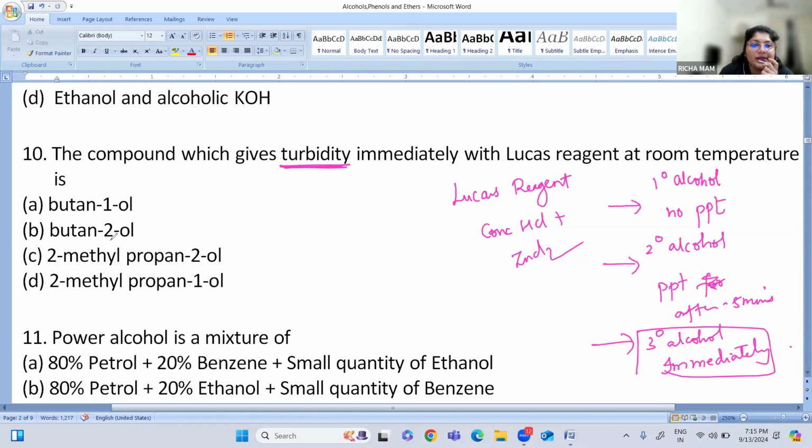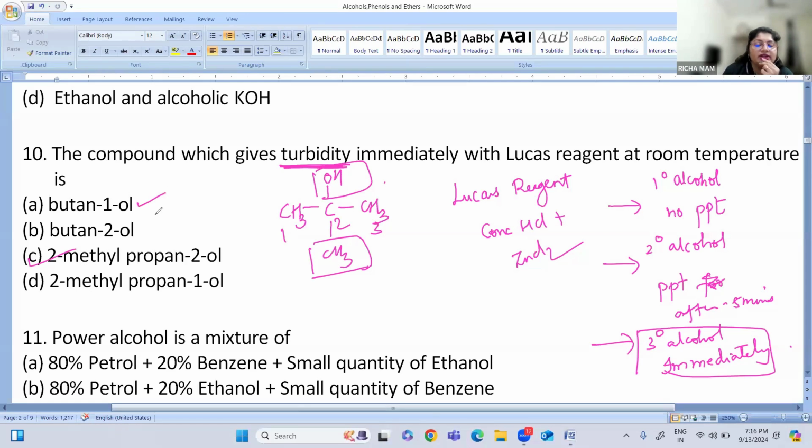A, butan-1-ol, B, butan-2-ol, C, 2-methylpropan-2-ol, and D, 2-methylpropan-1-ol. You need to know how to write the structures here. Which is the tertiary alcohol? It is 2-methylpropan-2-ol. At the 2 position you have a methyl group, and at the 2 position you also have an OH group. So this is the tertiary alcohol. So C is the answer.